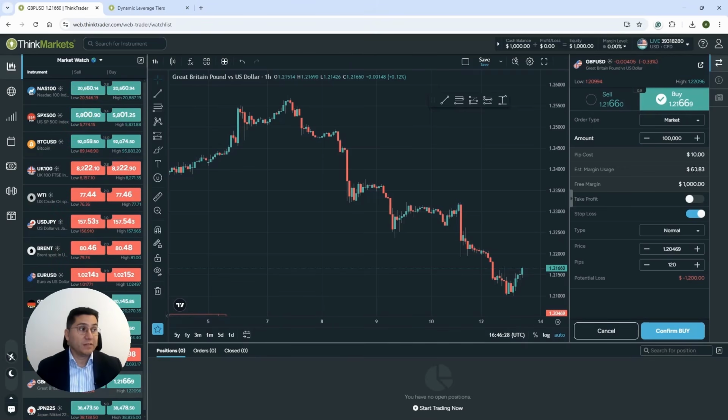If you click here, this is 60. This is 1 lot and this is 60. If I double this, it's not 120. It's actually 182 because the second lot there requires a bit more margin.